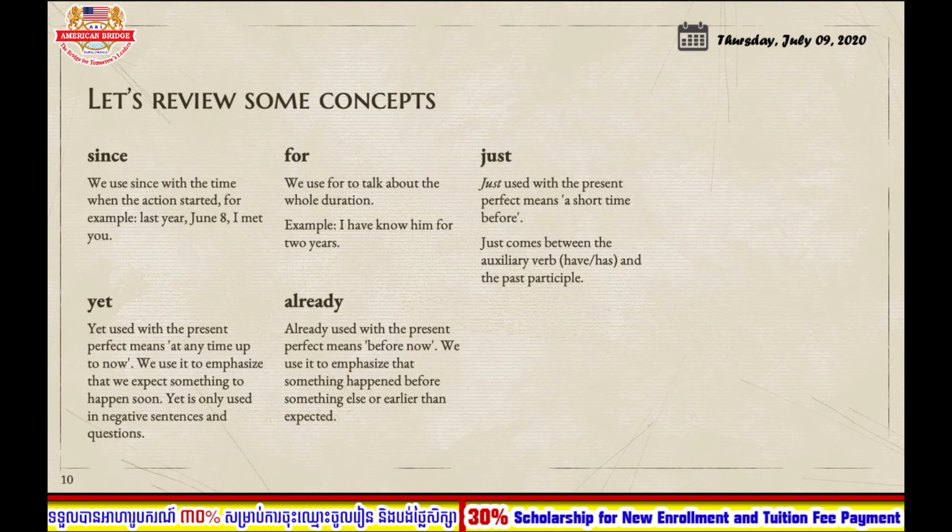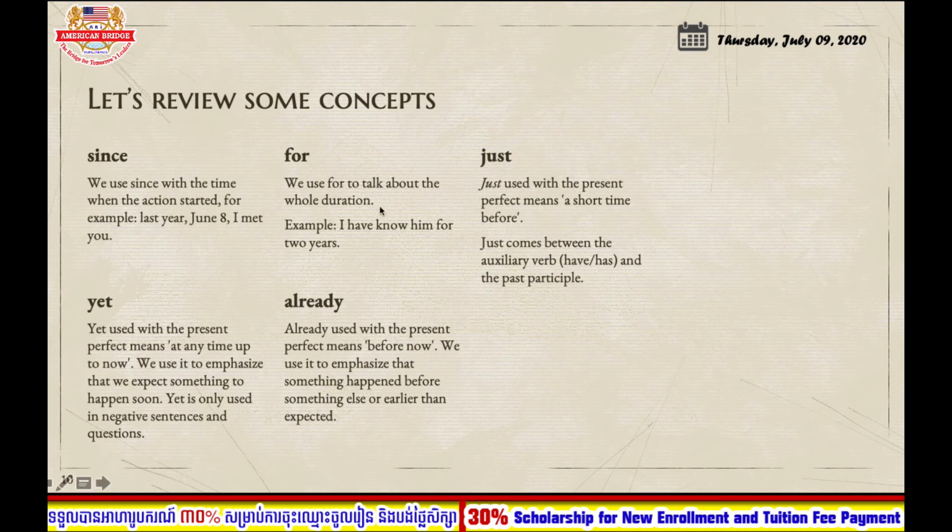Okay, here are some useful concepts that you can use with present perfect tense. These are adverbs or prepositions used to express the times. So let's look at the word since. If you want to use the word since in present perfect, since can be used with the time when the action started. So for example, you can use since to talk about the starting point of your time. Let's say since last year, since June the 8th, or since I met you.